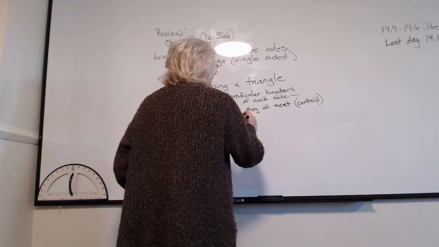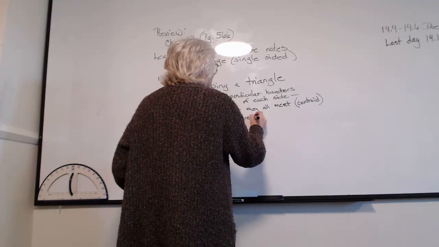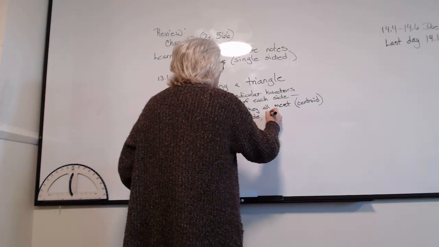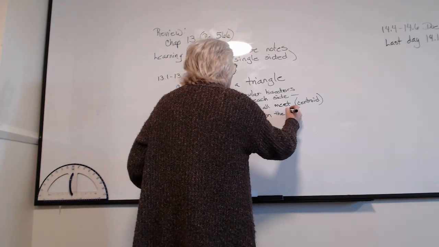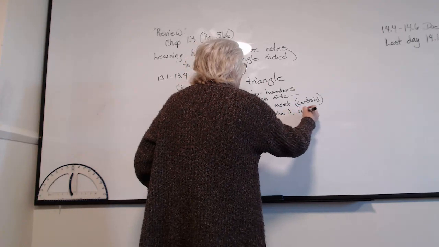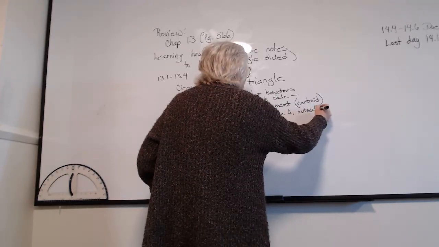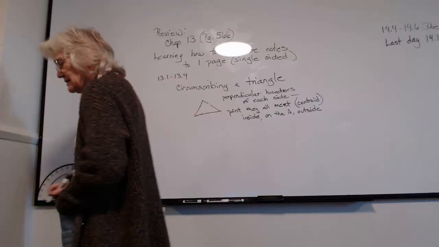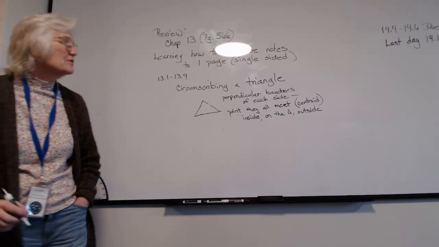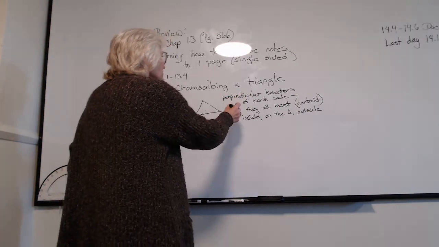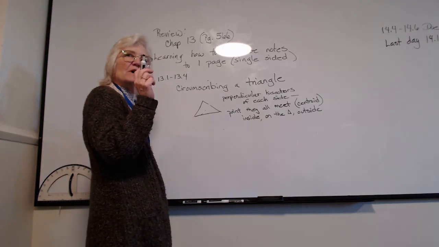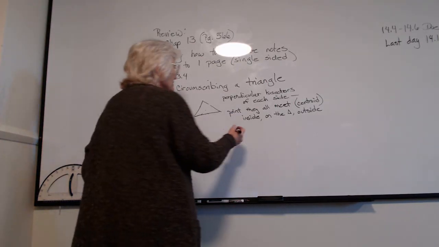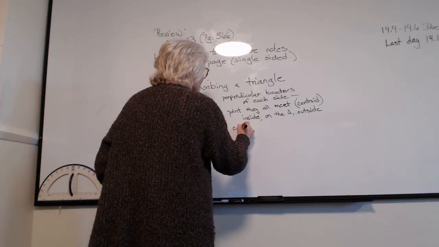And it can be inside, on the triangle, or outside. Okay, so then you can draw the circle. The point where they meet is what? The center of the circle.